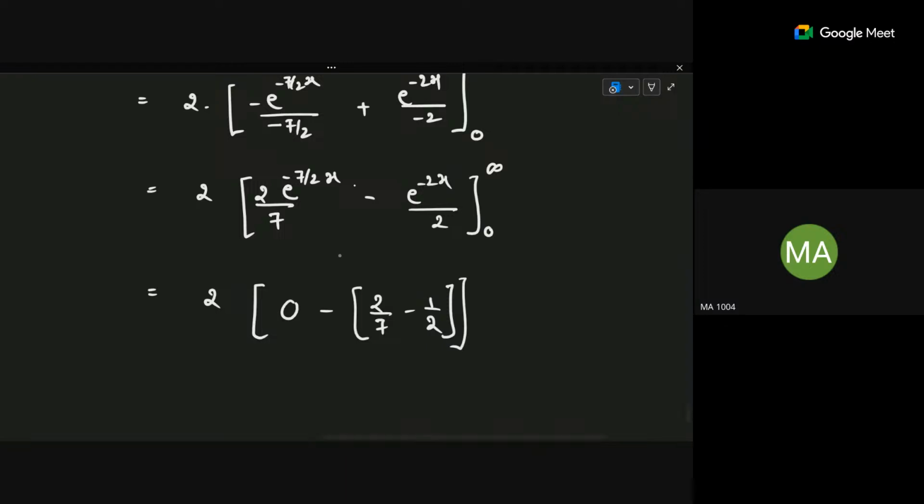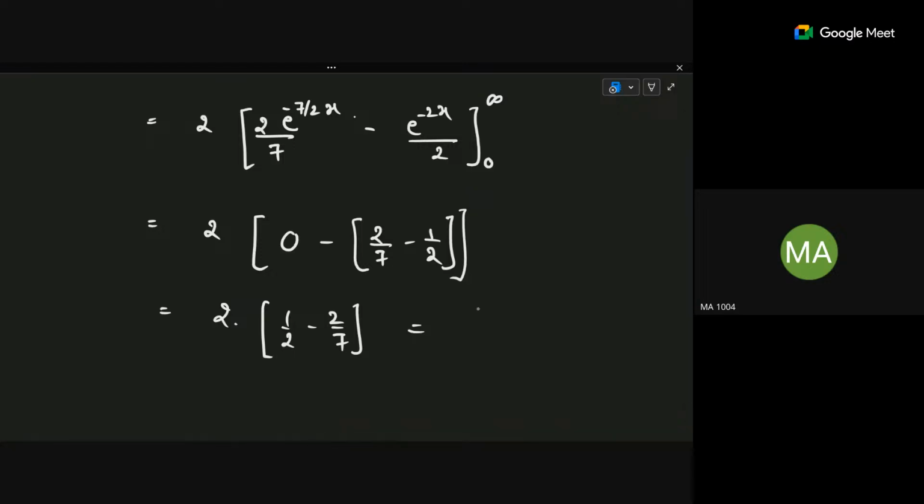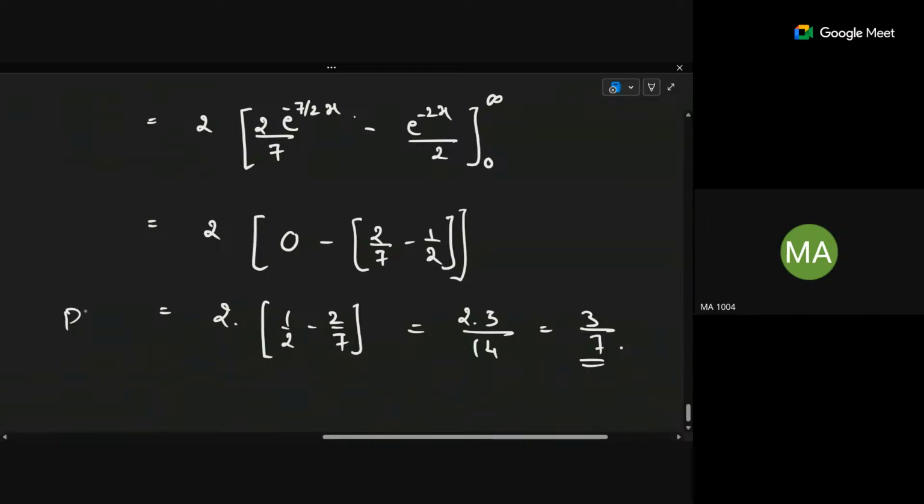Minus 3 by 14. So it would be 3 by 7. 1 by 2 minus 2 by 7, that is 7 minus 4, which means 3 divided by 14. So 3 by 7. Okay, so that was the probability that x is greater than twice y.